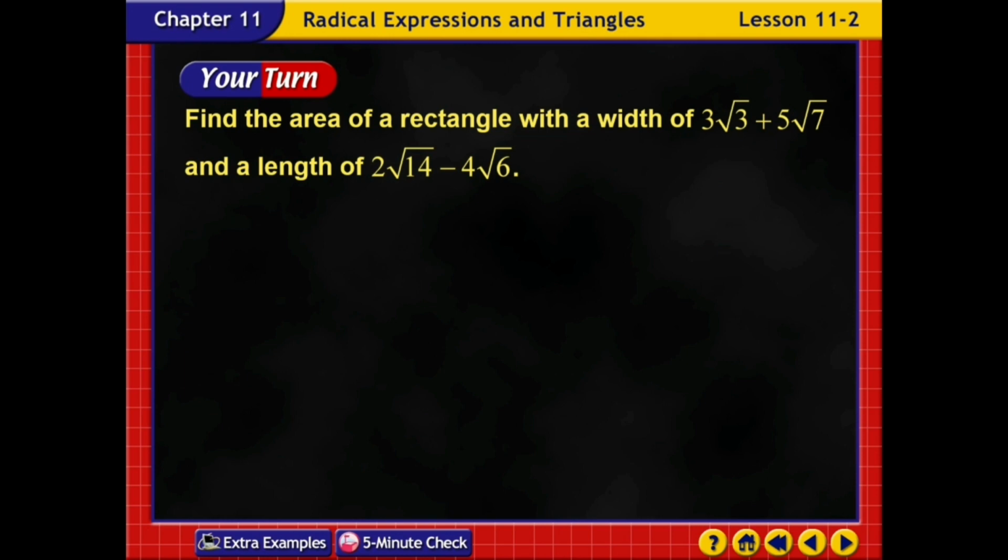Find the area of a rectangle with a width of 3 square root of 3 plus 5 square root of 7 and a length of 2 square root of 14 minus 4 square root of 6.